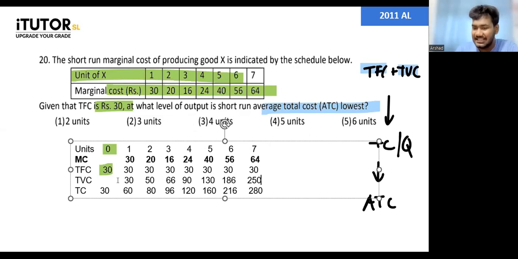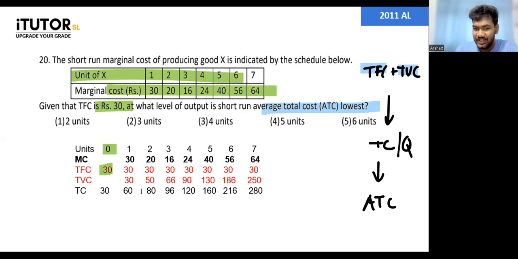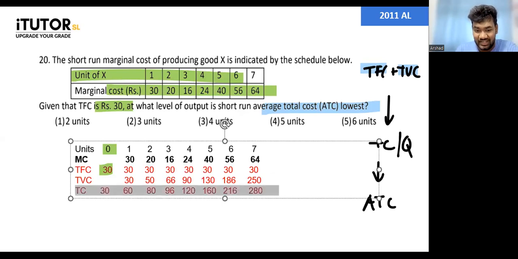So can you see, guys, when you add the total variable and the total fixed cost, I'll change the color of this, okay? When you add these two red numbers, you get the total cost. The total cost also, I'll change the color, I'll put it in bold.